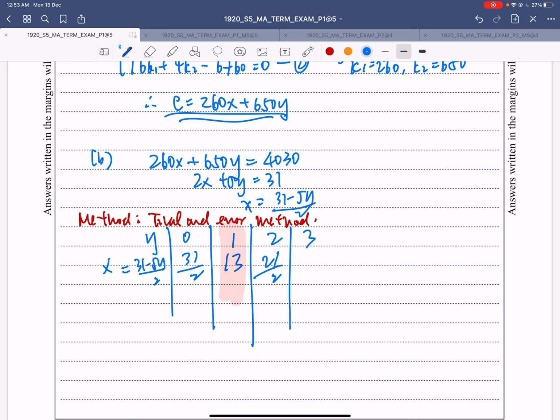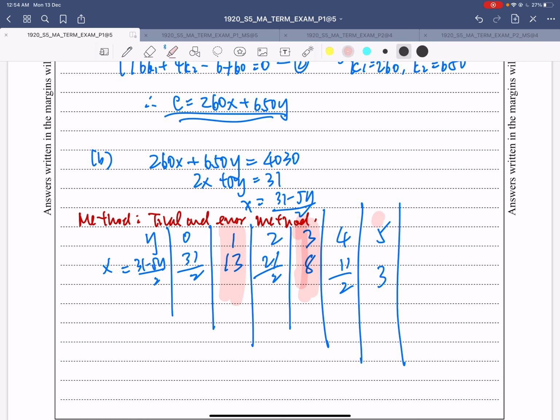When y equals 2, x equals 21/2, which is impossible. When y equals 3, x equals 8. This is also possible. When y equals 4, x equals 5/2, this is impossible. When y equals 5, x equals 3, this is also possible, so we can highlight it. When y equals 6, x equals 1/2, this is impossible. When y equals 7, x is already a negative number, so we need not continue to try.